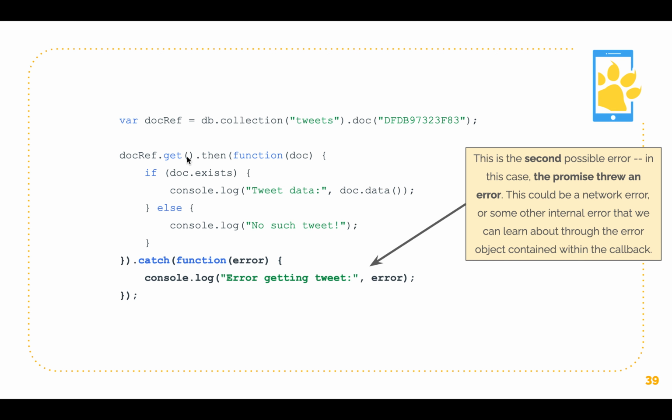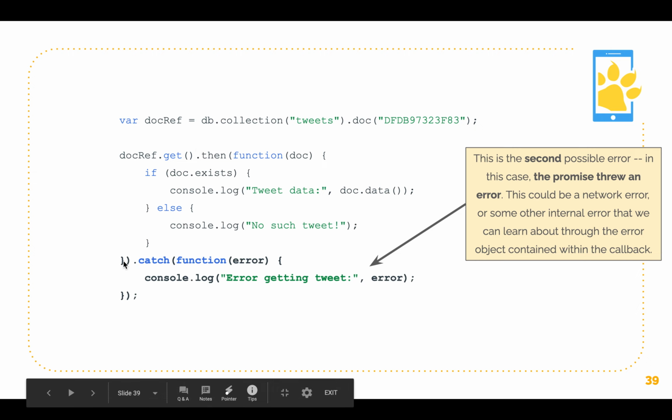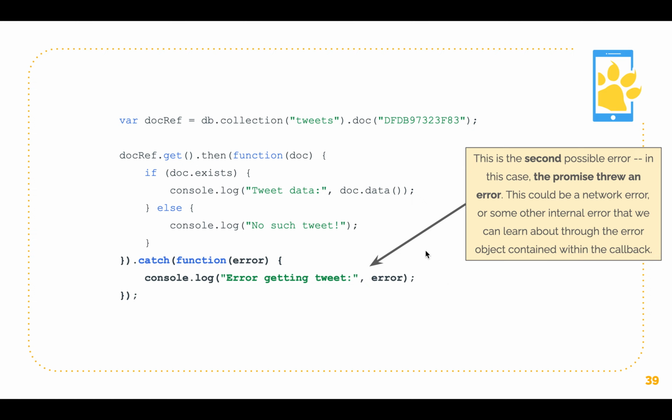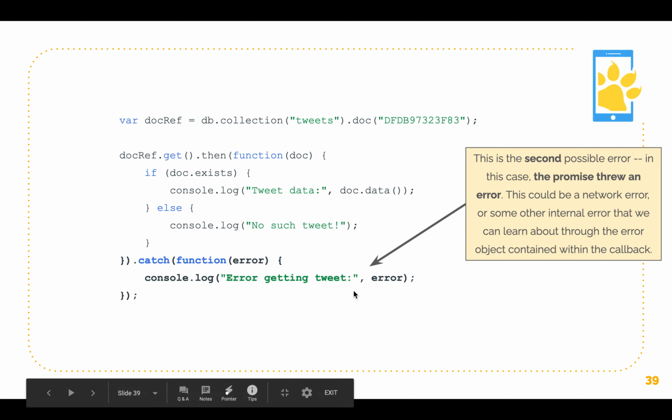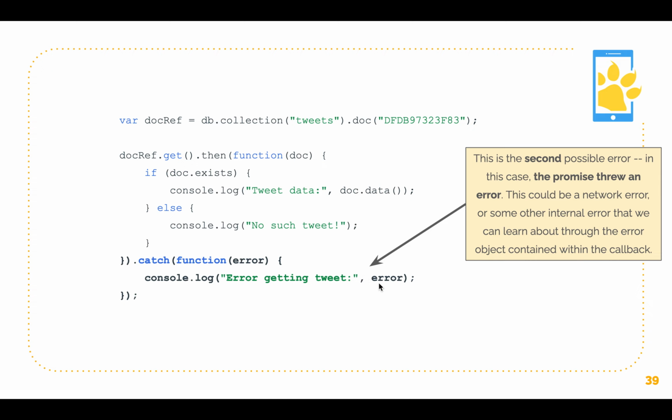Now, if at some point in this get method there's an error, so if inside of this promise some error is thrown, we can catch that error using the .catch method here. Now, these errors could be permission errors, they could be network errors, some other internal errors. All of these we can catch, and we can look at the message that we get back using the error object here.